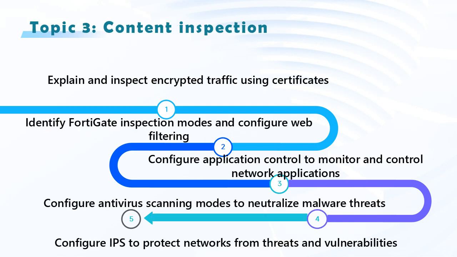Topic 3: Content Inspection. It covers: explain and inspect encrypted traffic using certificates, identify FortiGate inspection modes and configure web filtering, configure application control to monitor and control network applications, configure antivirus scanning modes to neutralize malware threats, configure IPS to protect networks from threats and vulnerabilities.